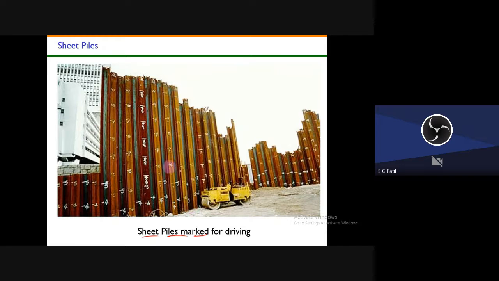Okay, so if you want to do some excavation here, then you have to ensure the safety of these structures. Whatever existing structures are there, their safety must be ensured. How will you ensure that? By constructing these sheet pile walls. It is also a kind of retaining wall. Okay.